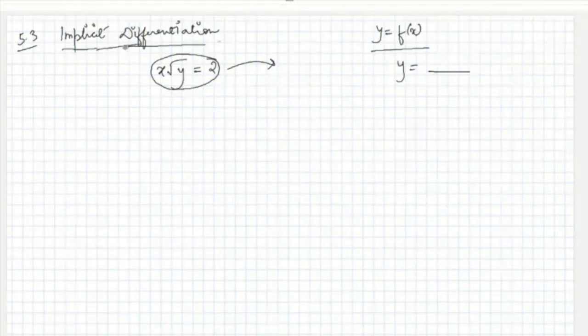So the idea of an implicit function is that you have two variables defined in an equation, where implicitly you define one variable as a function of the other variable. You don't define them explicitly in this form, y is equal to f of x. You define them implicitly in the form of an equation, and for such cases we use implicit differentiation.